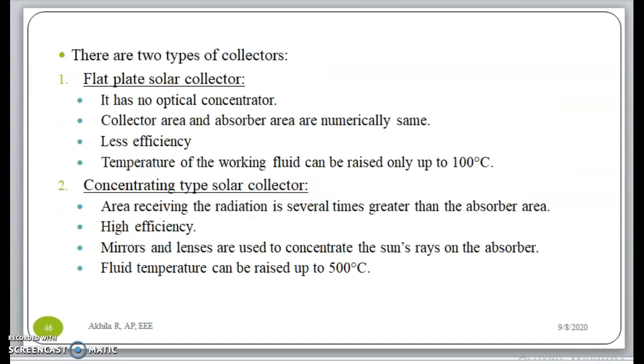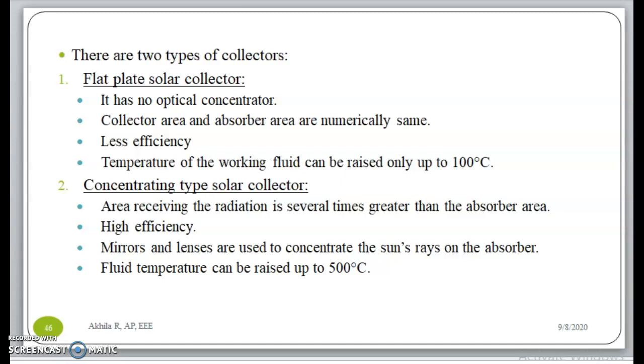So basically there are two types of collectors. Flat plate solar collector, which is also known as FPC, and then concentrating type solar collector. Flat plate features are: optical concentrator collector area and absorber area are almost the same, numerically the same value, and the temperature of the working fluid can be raised only up to 100 degrees Celsius.